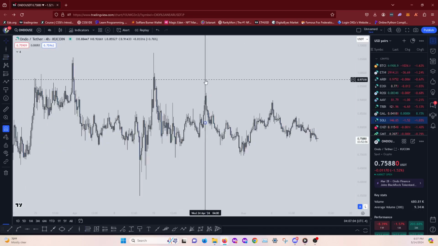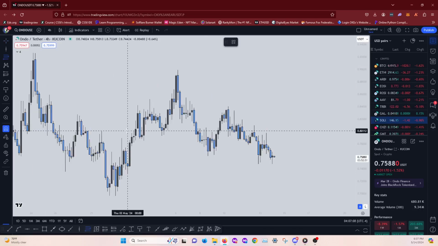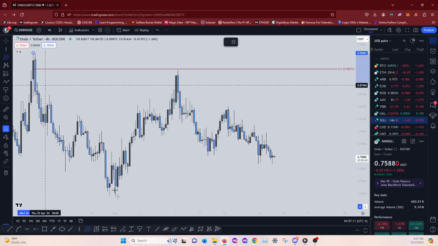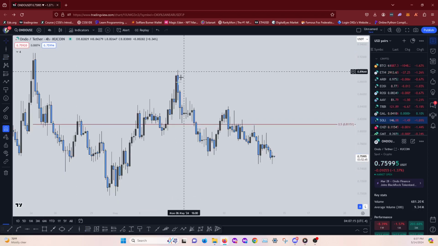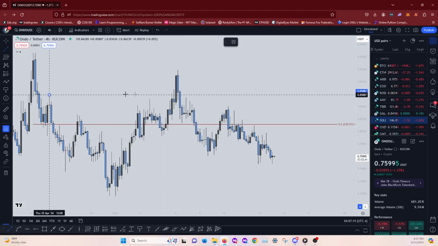What is going on there? What is that? Oh, it's a vertical line. So external range, this high to this low. You see we traded at a premium here. We took internal range buy side.